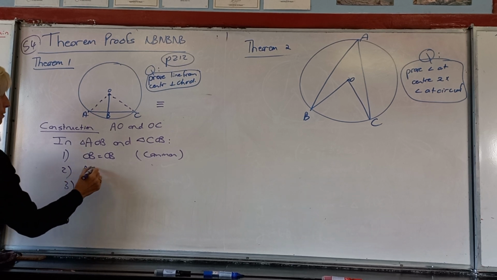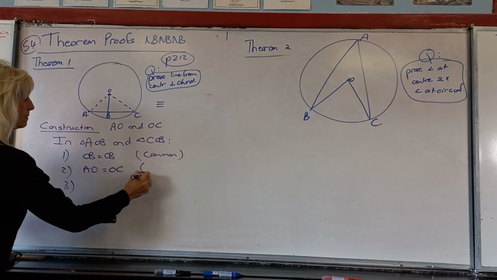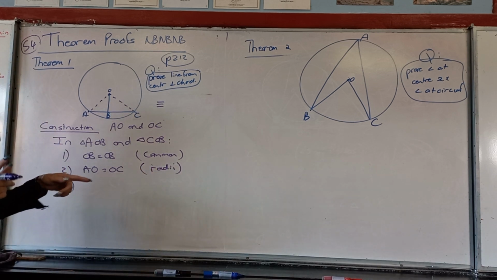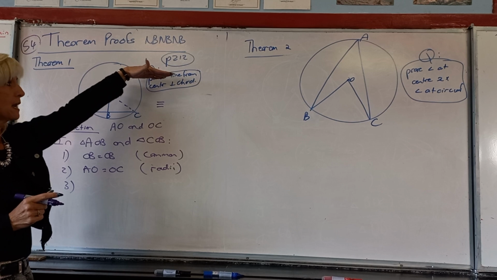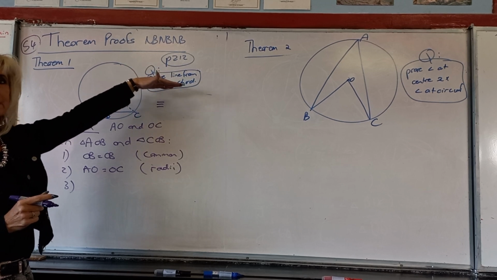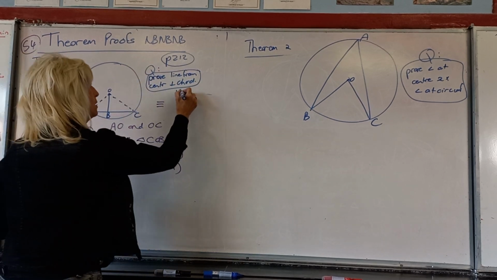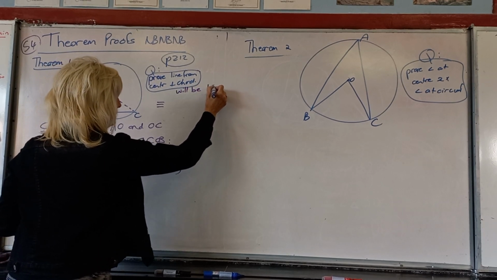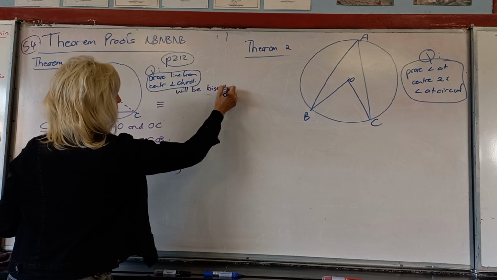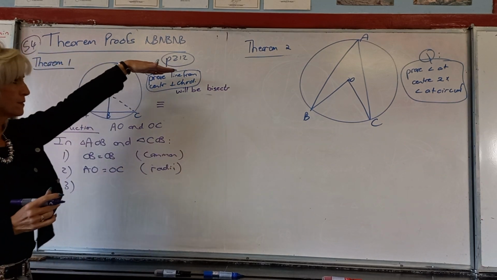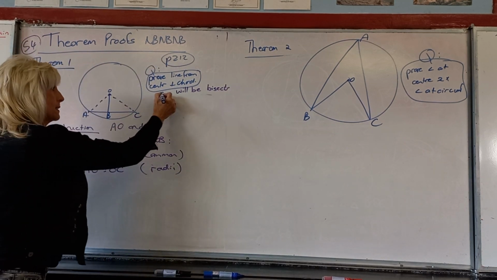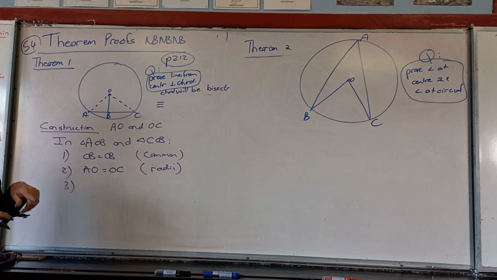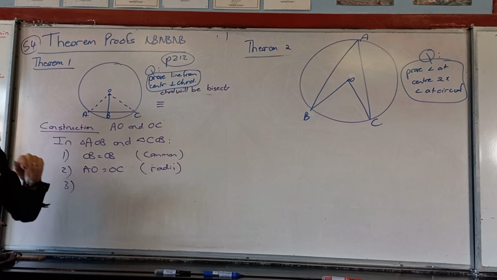AO and CO, why? Because they're both radii. Now listen carefully. If I say prove that a line from the center of the circle perpendicular to the chord will be bisected, then I have been given... I changed my mind just now, because there's actually 2 theorems I'll show you.